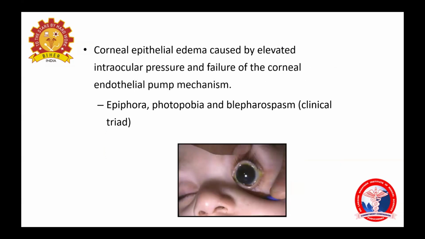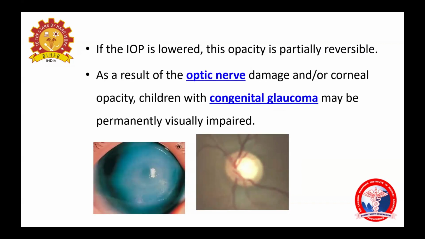The corneal epithelial edema is caused by elevated intraocular pressure and failure of the corneal endothelial pump mechanism. There can also be epiphora, which is constant tearing, photophobia, which is difficulty in opening the eyes to light, and blepharospasm. This is the clinical triad that happens in congenital glaucoma: epiphora, photophobia, and blepharospasm. If the intraocular pressure is lowered, this opacity is partially reversible. So the mainstay is to lower the intraocular pressure, thereby preventing the opacity of the cornea.